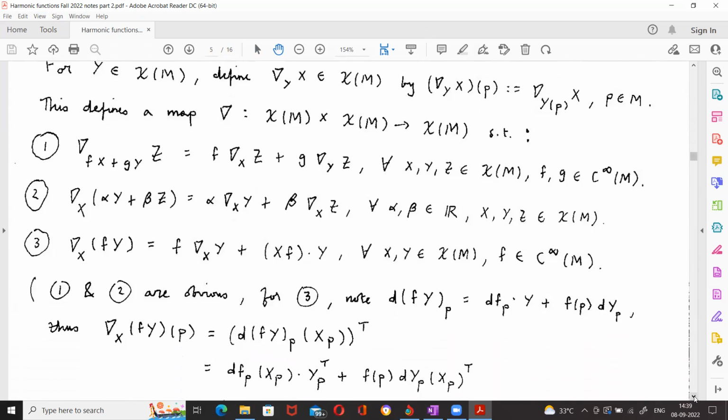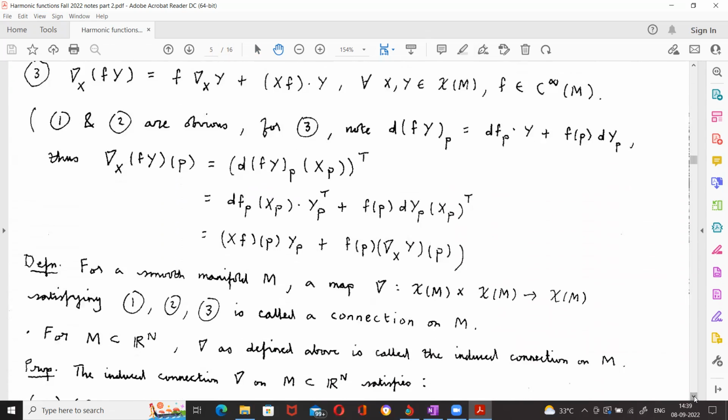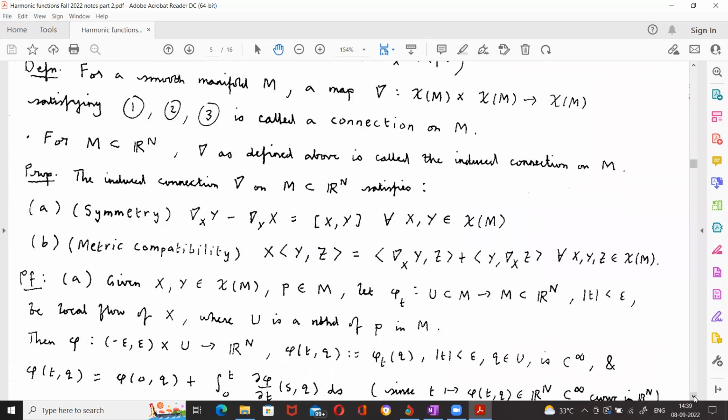Yes. Okay, so we have a connection on a submanifold of Rn, right? We've defined nabla when M is a submanifold of Rn, right? So this is called the induced connection on M. Okay, this is called the induced connection on M. There's less than a minute, so let me stop now and we'll start again.